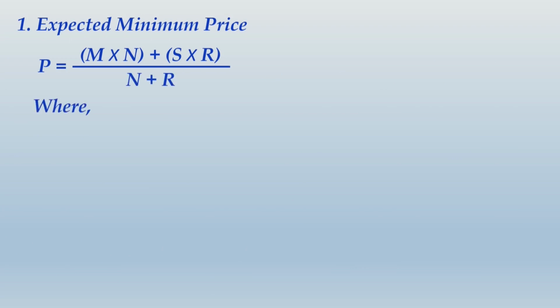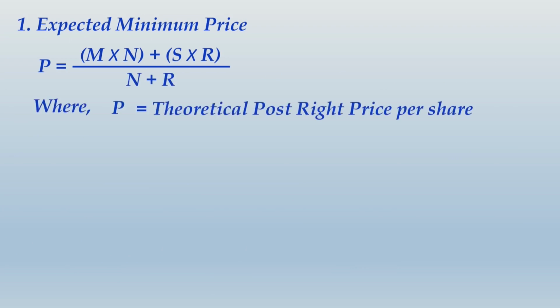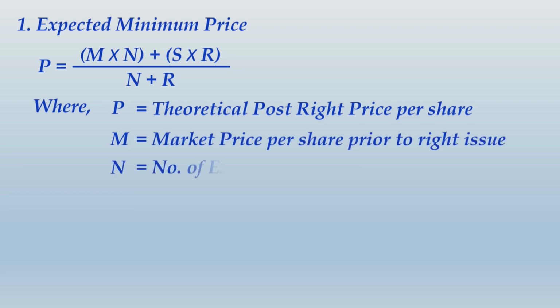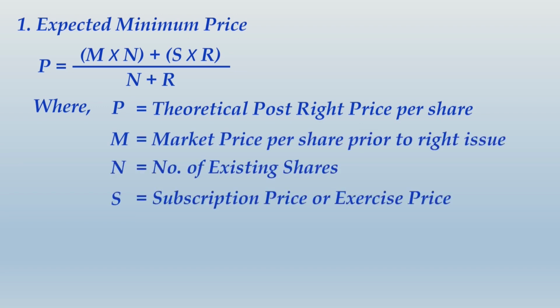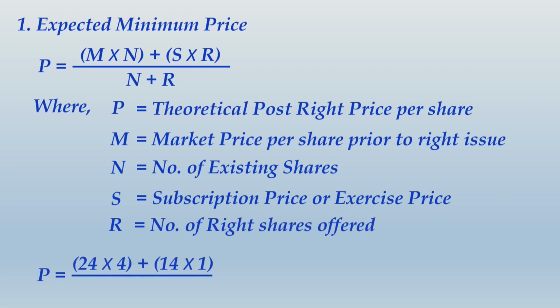So the theoretical ex-right price, which can also be called the expected minimum price. As I have told you the formula earlier, we have understood this. You should define all the variables without fail, and then you should put the values of these variables in the formula and work out the theoretical price or the minimum expected price, and that would come to rupees 22 per share. So do one thing, write up this whole calculation and then we shall move ahead.